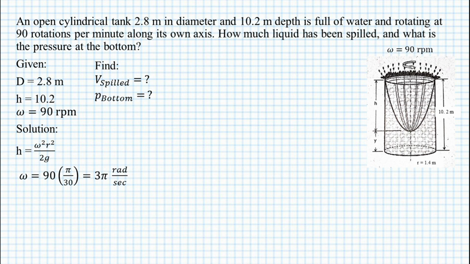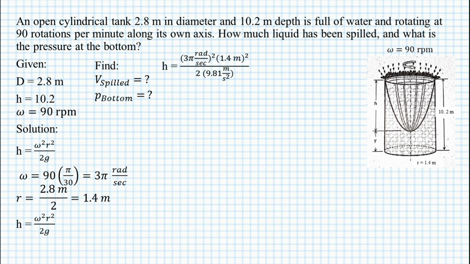And our radius is diameter over 2. Our diameter is 2.8 meters, over 2 is equal to 1.4 meter as our radius. So we are going to solve for the height. We use the formula angular speed squared multiplied by radius squared over 2 times the acceleration due to gravity. Plug in the values. We have height equals 3 pi rad per second squared times 1.4 meter squared over 2 times 9.81 meter per second squared.